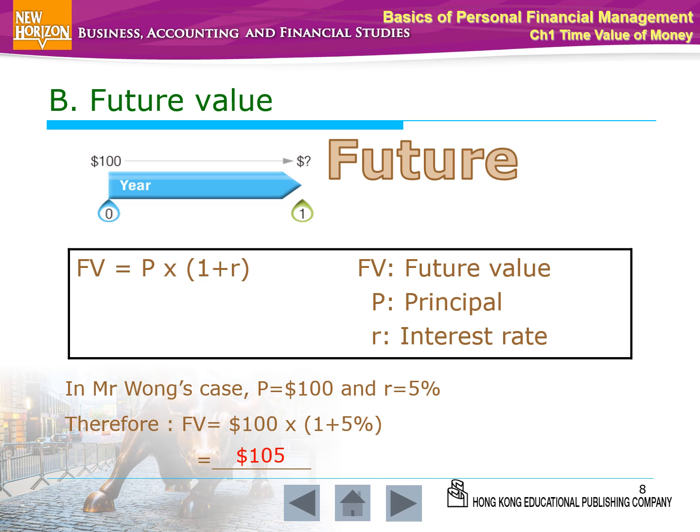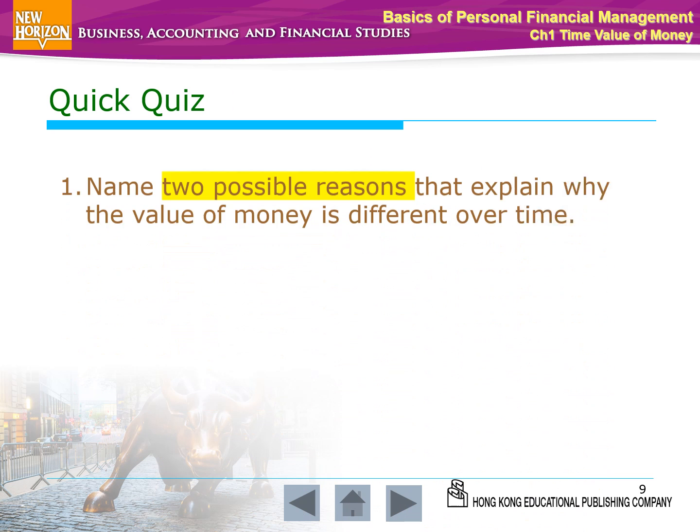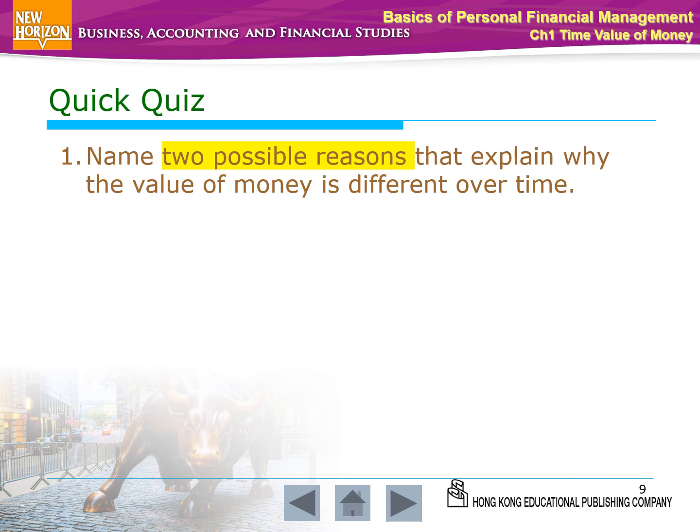Okay, quick quiz. Name 2 possible reasons that explain why the value of money is different over time. Do you remember these 2 possible reasons? Yes, one is investment return and the other is inflation. Both starting with I. I stands for inflation and investment returns.